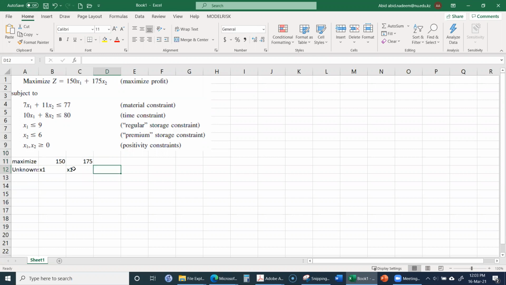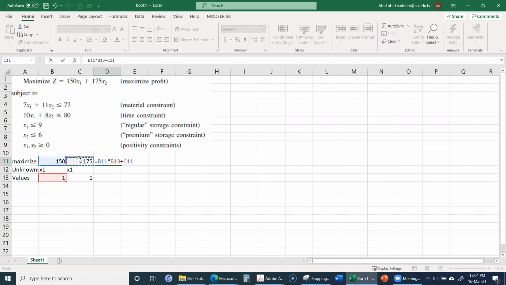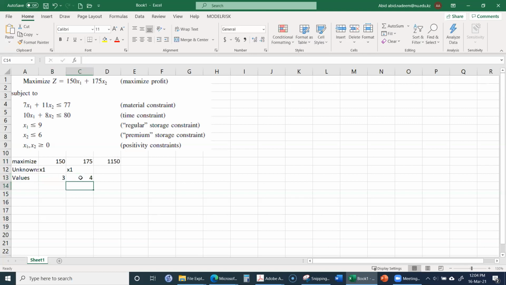So these are the unknown variables. The initial values, just assume 1 and 1. And then based on these values, the objective function value will be this value multiplied by this, plus 175 times this value. So based on this, for example 3 and 4, this value will change. Later on, our solver function will find these values.